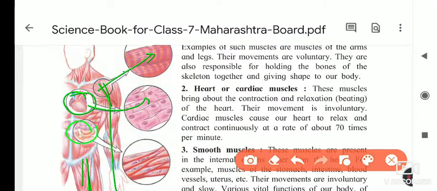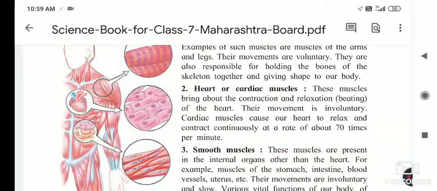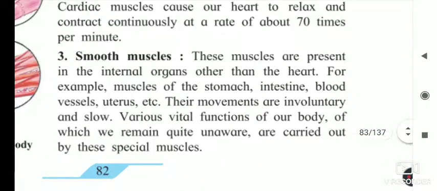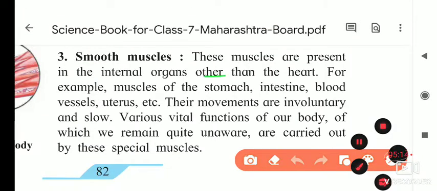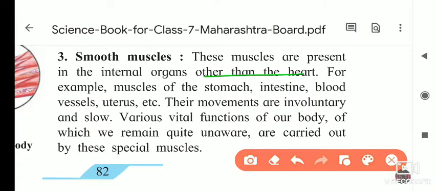Those are made up of smooth muscles. These muscles are present in the internal organs other than the heart, for example, muscles of the stomach, intestine, blood vessels, and uterus. These organs are made up of which type of muscle? That is the smooth muscles.